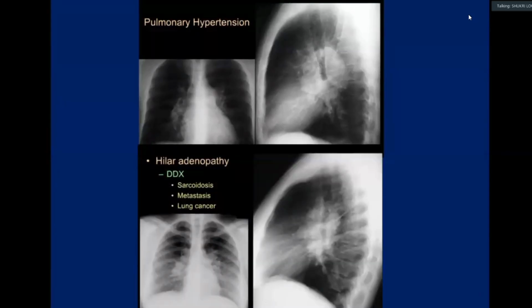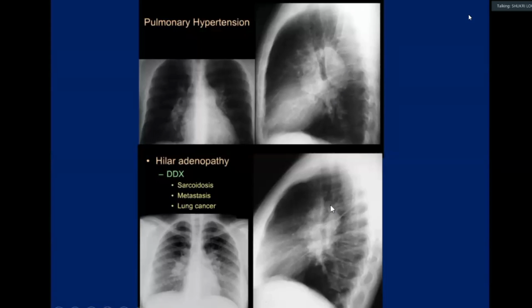Lateral views as well can help you in assessing the hilar enlargement. So this is a case of hilar enlargement, another case of hilar enlargement. Is it vascular enlargement or lymph node enlargement? Clearly on the lateral view, in case of vascular engorgement, there's enlargement of the hilar, but this is smooth, and there's no increased density.